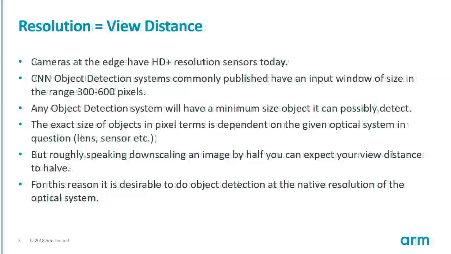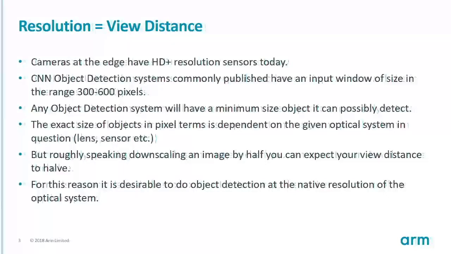Why do we care about object detection at HD in particular? Cameras at the edge, in your mobile phone, in your home camera, in your car potentially, have HD plus resolution sensors today. So maybe HD, maybe even 4K, depending. The high-res sensors are there. What you will read in academic literature about object detection is that everything is running on 300 to 600 pixels.